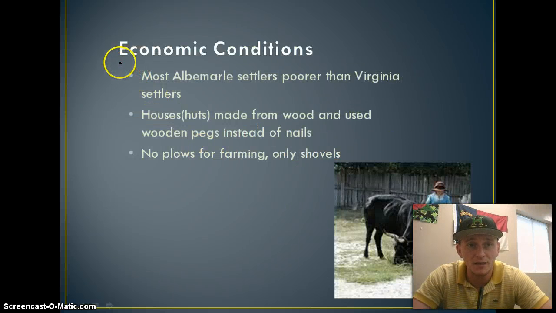Next, economic conditions. Economic, we're definitely going to think of the word money or the dollar sign, because anything economic is going to usually deal with money. Most Albemarle settlers were poorer than Virginia settlers. The houses or huts were made from wood and used wooden pegs because they could not afford the nails. Nails were a lot more expensive than wooden pegs. Wooden pegs they could pretty much make out of wood, and they didn't really have plows for farming, only shovels. So we started off a lot less fortunate than Virginia.